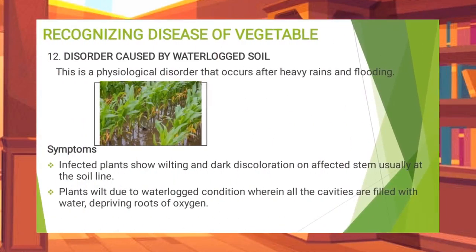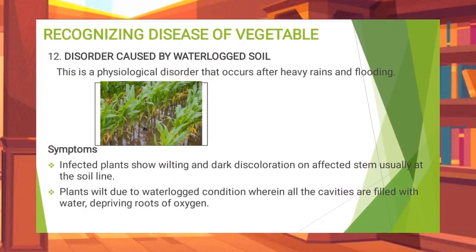So number 12, disorder caused by waterlogged soil. So this is a physiological disorder that occurs after heavy rains and flooding. So symptoms: infected plants show wilting and dark discoloration on affected stem, usually at the soil line. So plants wilt due to waterlogged condition wherein all the cavities are filled with water, depriving roots of oxygen.